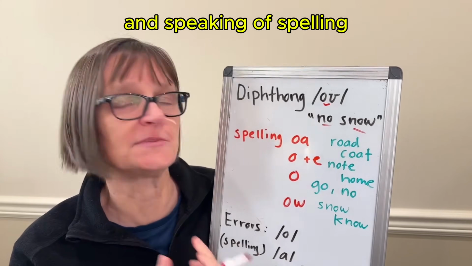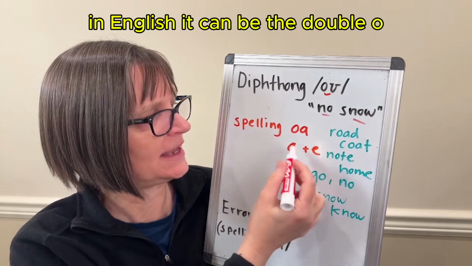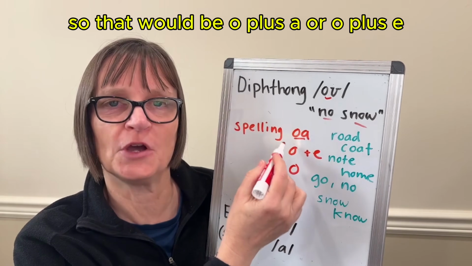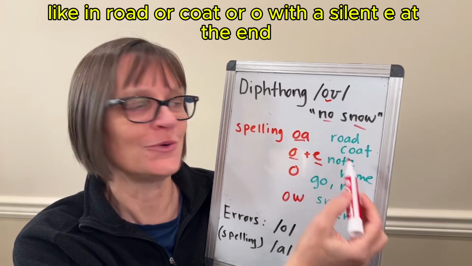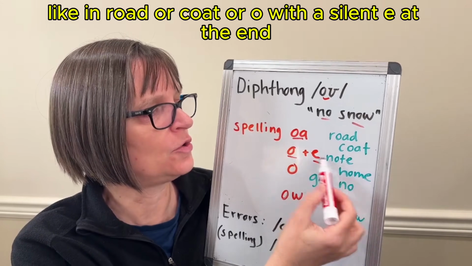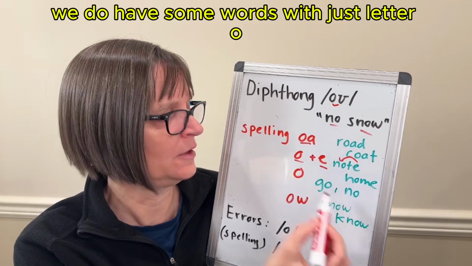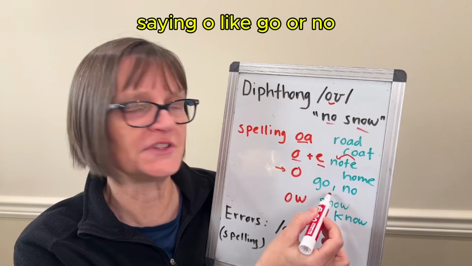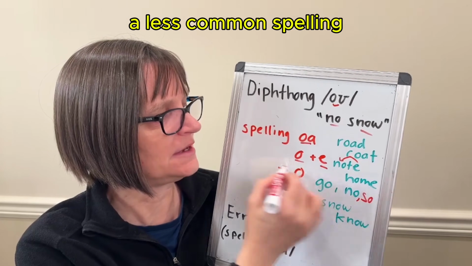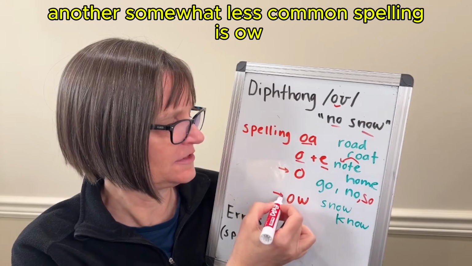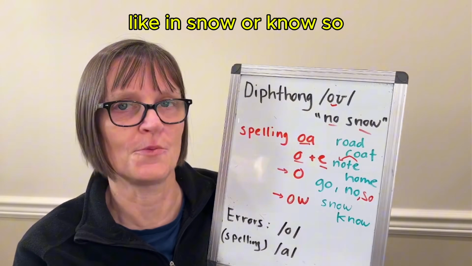And speaking of spelling, the O vowel has a number of different spellings in English. It can be the double O, so that would be O plus A or O plus E. OA together like in road or coat, or O with a silent E at the end like in note or home. We do have some words with just letter O saying O, like go or no or so. This is less common, a less common spelling. Another somewhat less common spelling is OW, like in snow or no.